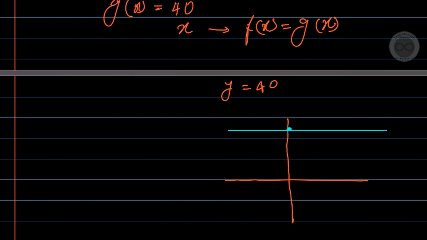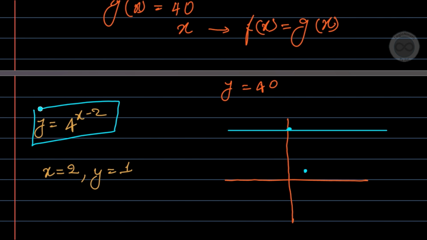Now our second equation is y is equal to 4 raised to the power x minus 2. So when x is equal to 2, we get y is equal to 4 raised to the power 2 minus 2, which is 4 power 0, which is equal to 1. So this gives our point 2 comma 1. So our second graph is starting from here, and this is going to be an exponentially increasing graph, or we can say a strictly increasing graph.